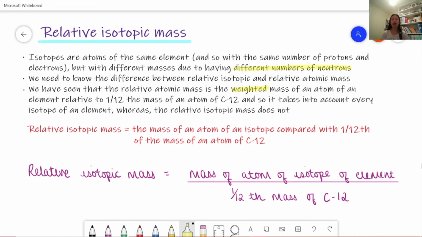So we've seen that the relative atomic mass, the definition is the weighted mass of an atom of an element, which is relative to 1/12 the mass of an atom of carbon-12. And this 1/12 of the mass of an atom of carbon-12, we've defined to be 1.0 exactly. And so it takes into account every single isotope of an element, whereas the relative isotopic mass doesn't. So the relative isotopic mass is the mass of an atom of an isotope compared with 1/12 of the mass of an atom of carbon-12. And so the relative isotopic mass is just taking into account one isotope compared to the relative atomic mass, which takes into account every single isotope and averages the mass out. And so the other way we can define relative isotopic mass is the mass of an atom of an isotope of an element divided by 1/12 of the mass of a carbon-12 atom.